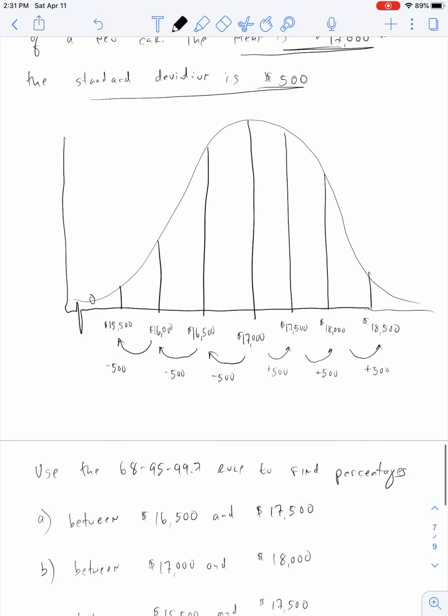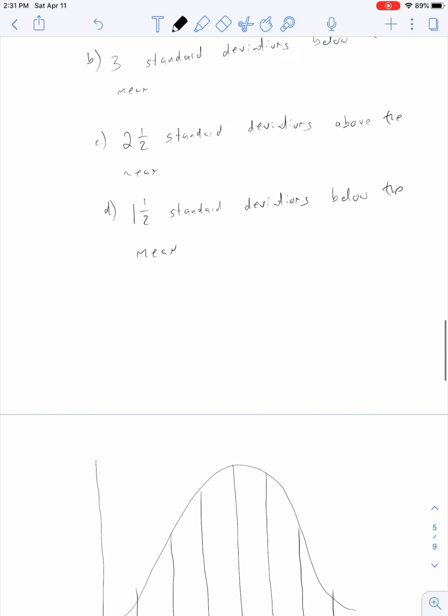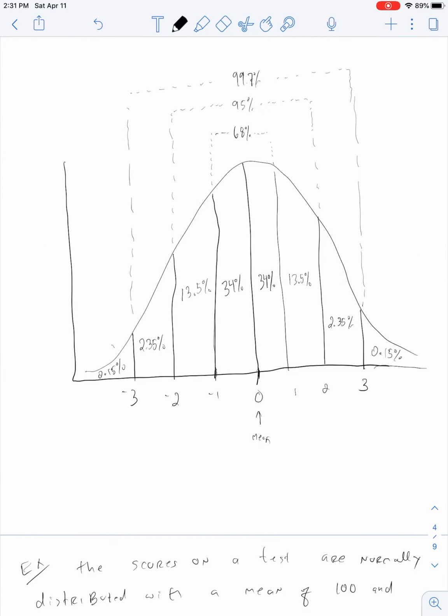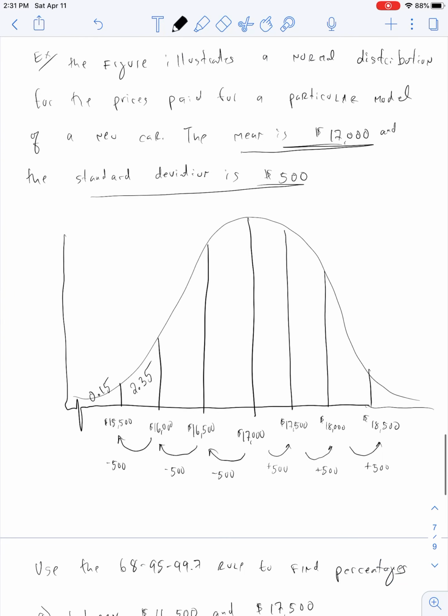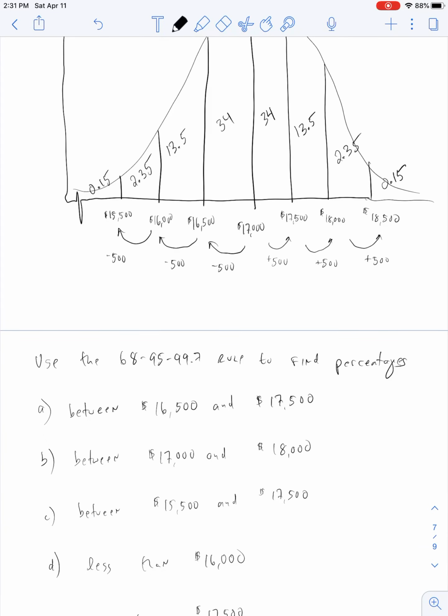So this is 0.15. This is 2.35. What else do we have? 13.5 and 34. 13.5 and then 34, and then we just repeat them again. Okay, now we can answer any question that we want.